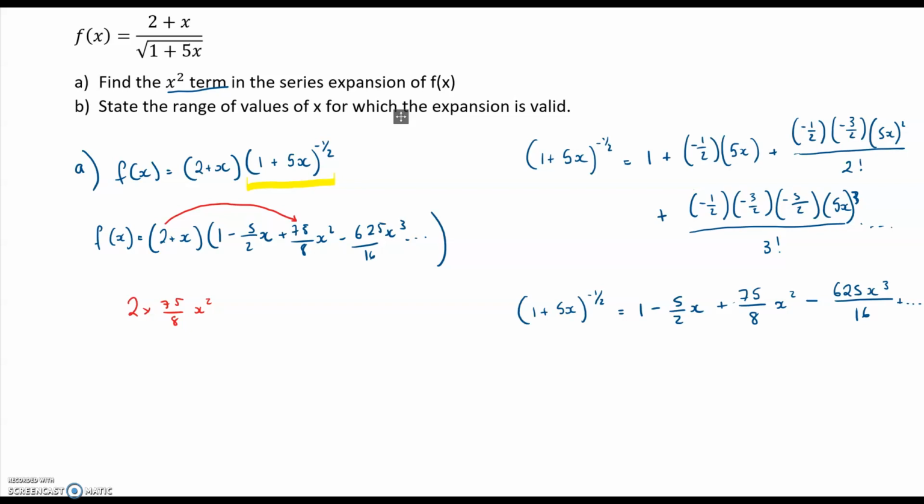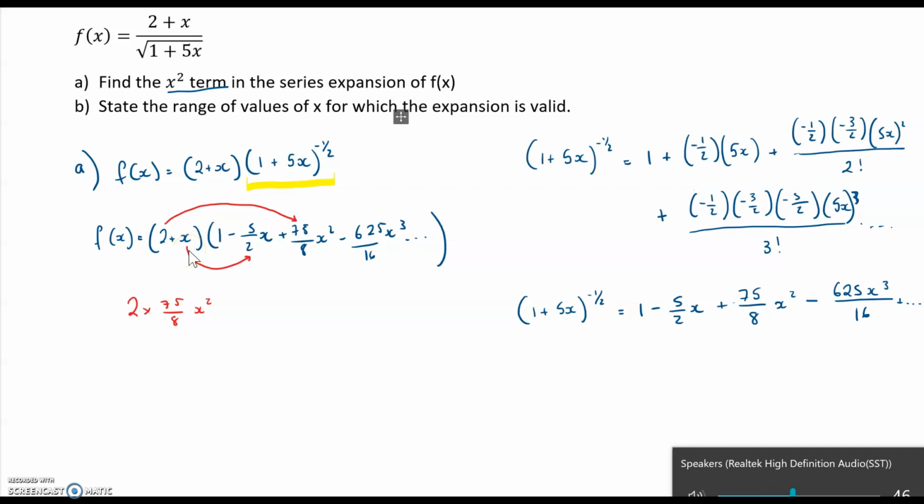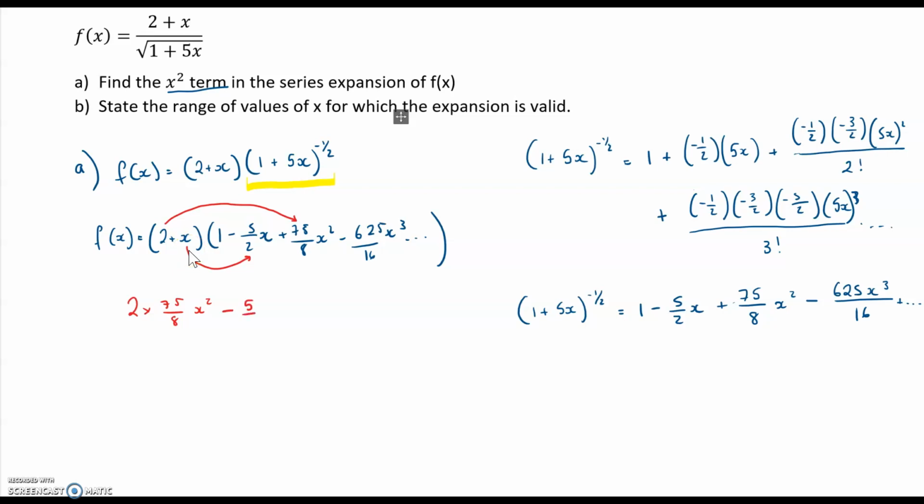Now I would also get an x squared term when I multiplied the x with the negative 5 over 2x, because that x times x would give me an x squared as well. So we're going to end up with negative 5 over 2 x squared. And from here we can put this together, and that's going to give us our x squared term overall.